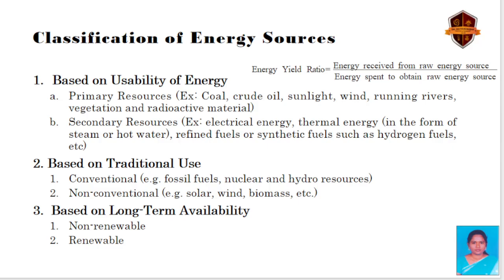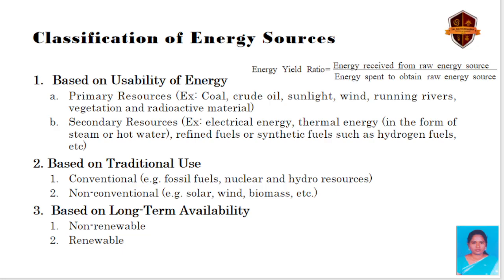Next, we will see the classification of energy sources based on usability. Energy sources can be classified based on usability into primary and secondary energy sources. Primary energy sources are those available directly from nature, such as coal, crude oil, sunlight, wind, running rivers, vegetation, and radioactive materials.